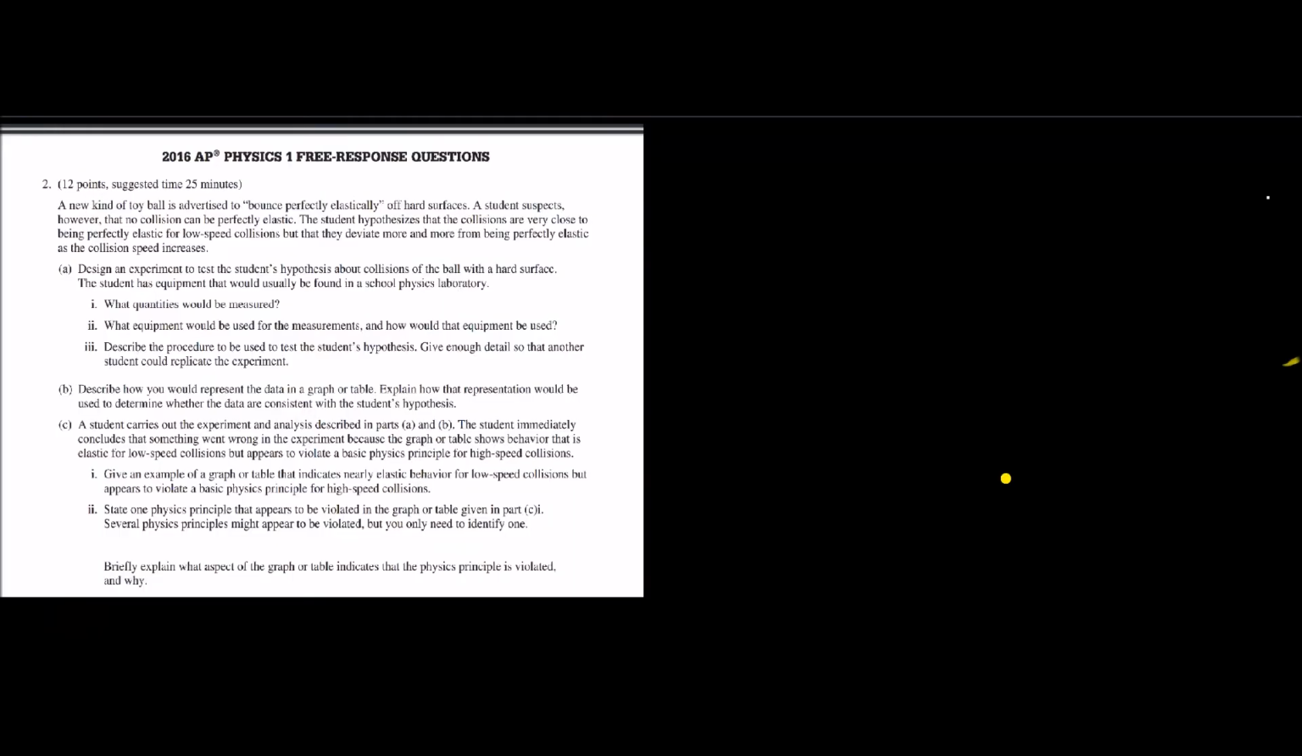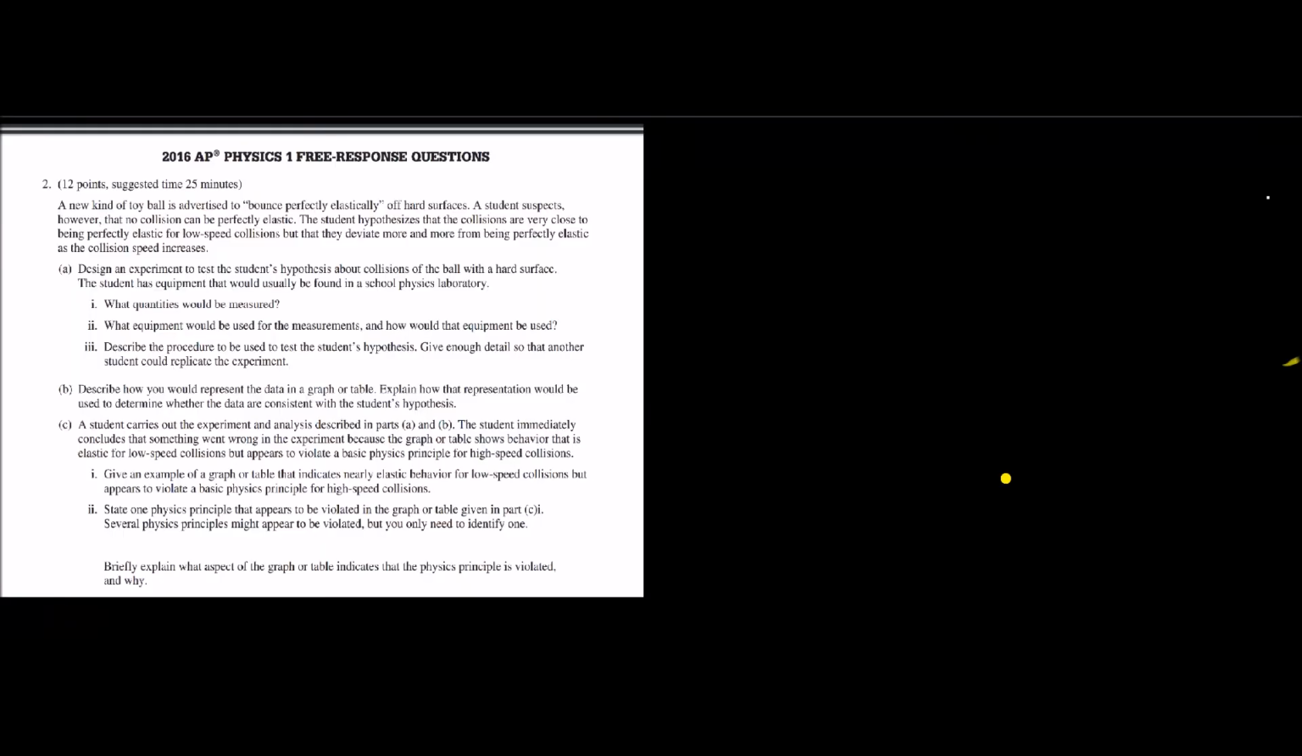Okay, so here we're back. We're looking at the 2016 AP Physics Free Response question, question number 2. This question is going to be dealing a lot with kinetic energy, collisions, and experimental design. So quickly read through the question.